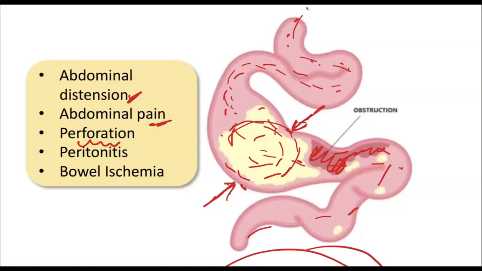If it perforates, you have peritonitis, which can appear in these patients. Bowel ischemia is compromised blood supply. It's a broad term. Compromised blood supply, basically, it means.